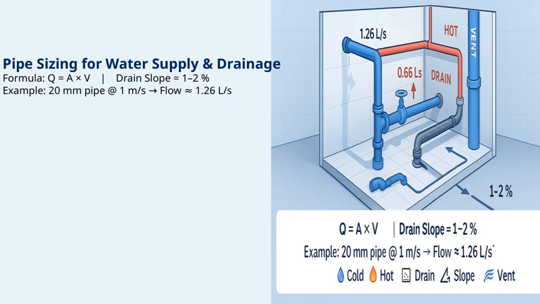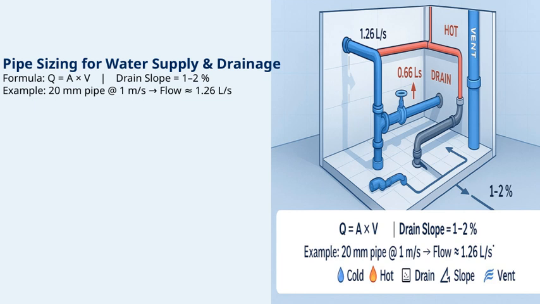This means that the flow rate, or Q, depends on the cross-sectional area of the pipe and the velocity of the water. It's important to also consider the drain slope, which should typically be between 1 and 2%. This slope ensures proper drainage without causing issues like blockages or backflow.